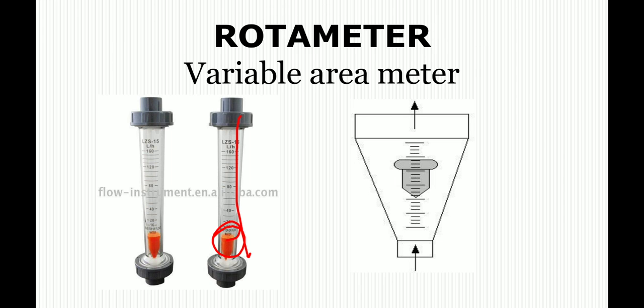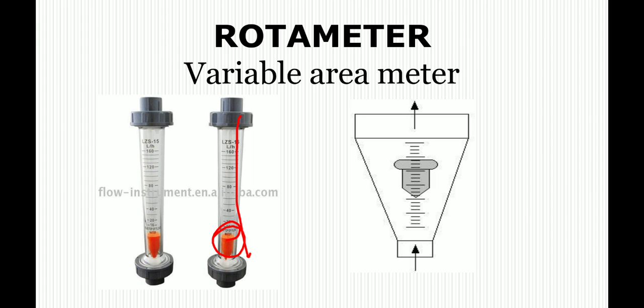Now let's talk about the construction of the rotameter. A rotameter consists of a vertical tapered tube which is mounted with the narrow end at the bottom. The tube is usually made of glass, on which the linear scale, here you can see, is fixed. A solid plummet is placed in the tube. The diameter of the plummet is smaller than the narrowest part of the tube.